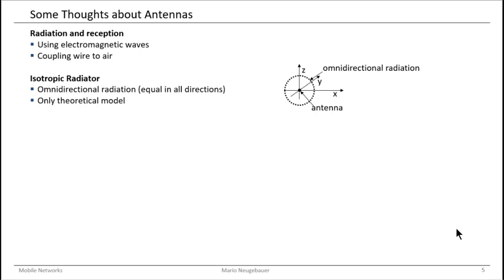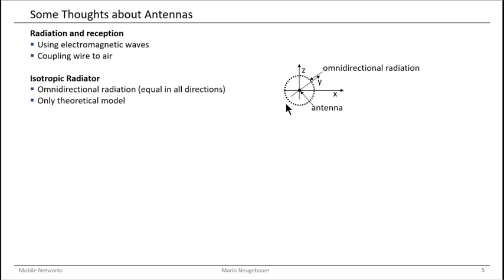And therefore, our theoretical model is the isotropic radiator. The isotropic radiator means that we have a certain point which symbolizes our antenna. And from this antenna, actually, there happens an omnidirectional radiation. So that means the radiation is equal in each of the three dimensions, x, y, and z. And this actually forms a sphere in which the radiation is emitted.